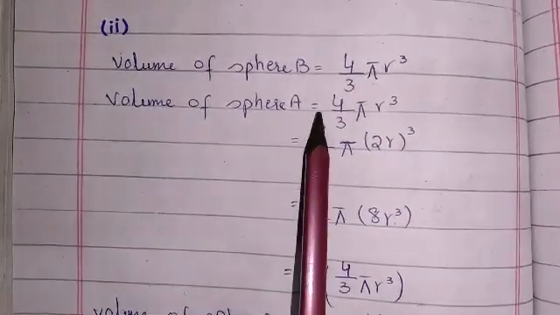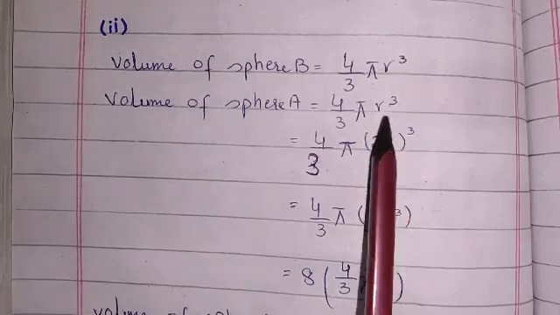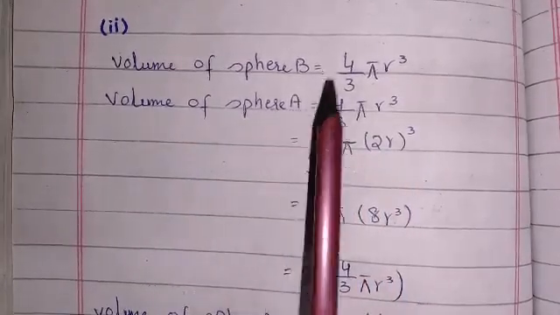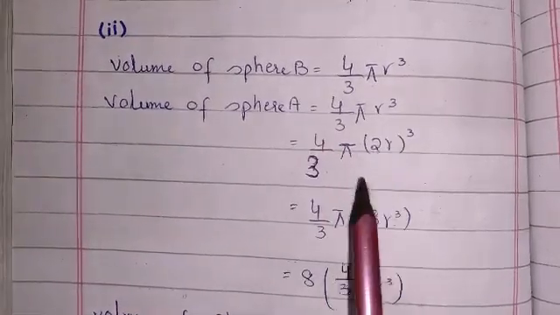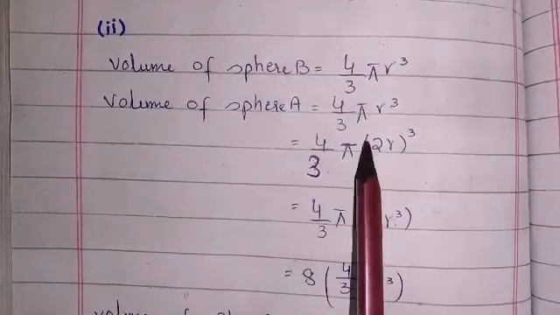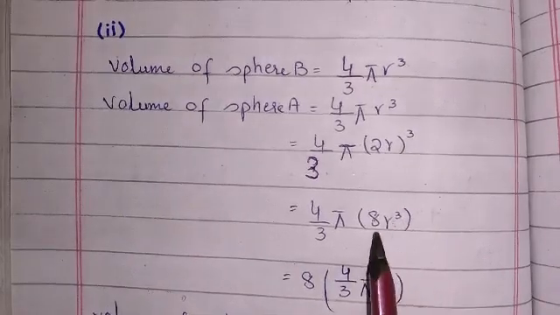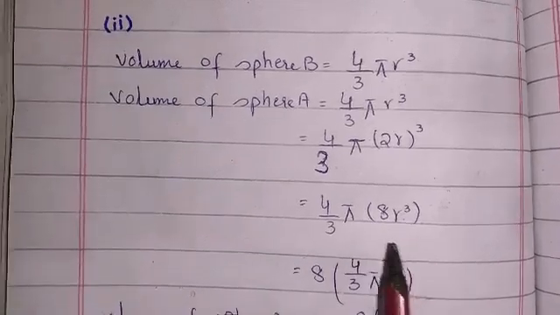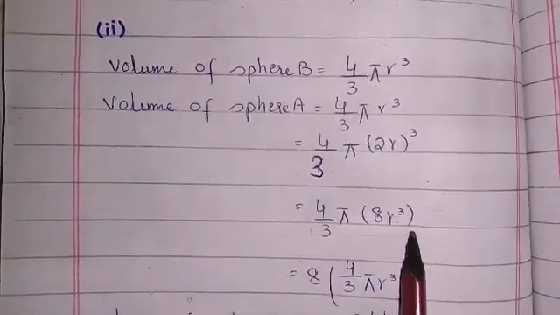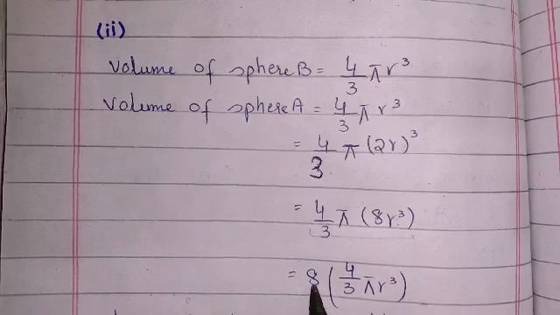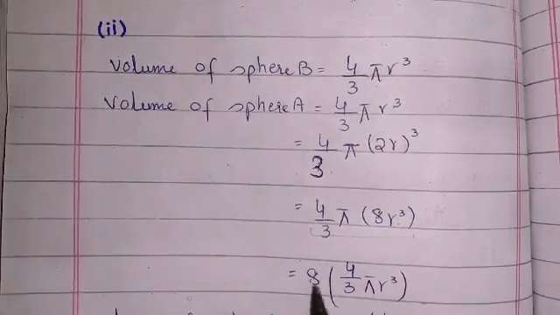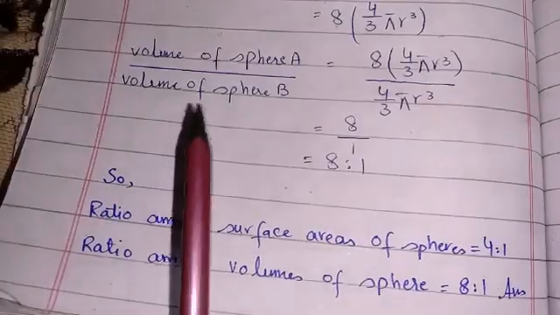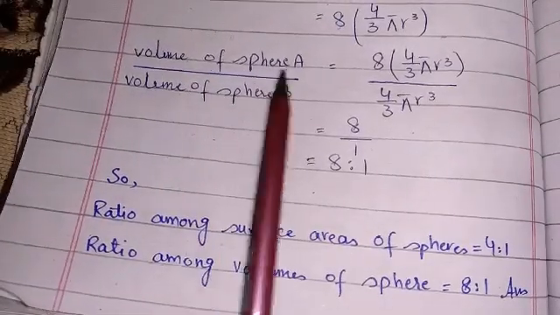Volume of sphere A is equal to 4 over 3 pi r cube. On the place of r we will put 2r, because the radius of sphere A is twice of the radius of sphere B. So students, 4 over 3 pi into 2r whole cube. By opening the cube we got 8r cube. 4 over 3 pi will be written as it is. Now students, in this form we can write it as 8 into 4 over 3 pi r cube.